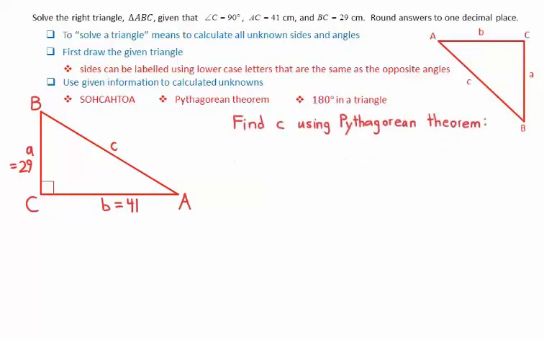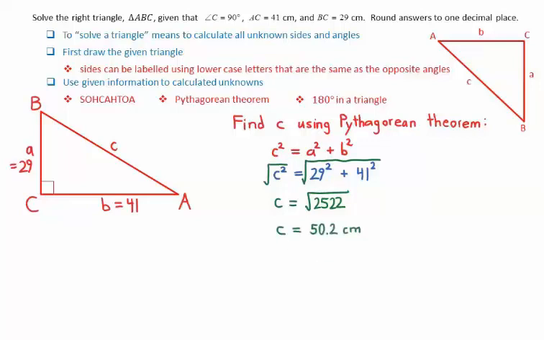The first thing we can do here is calculate side c using the Pythagorean theorem. c squared equals a squared plus b squared. Substituting in 29 in place of a and 41 in place of b, taking the square root of both sides, we get c is equal to the square root of 2,522, or approximately 50.2 centimeters.